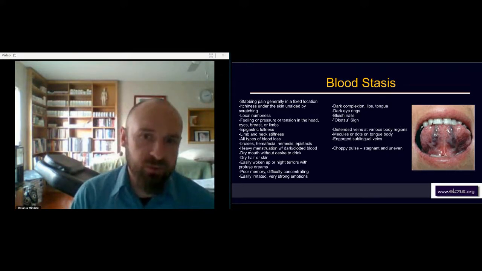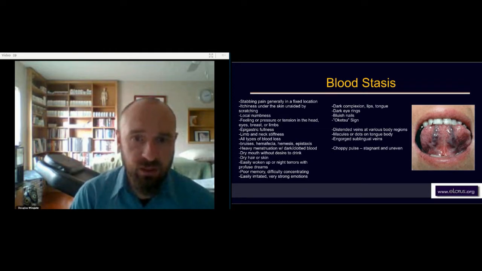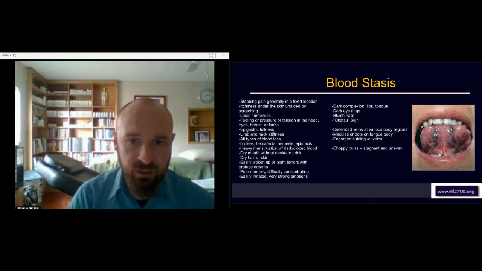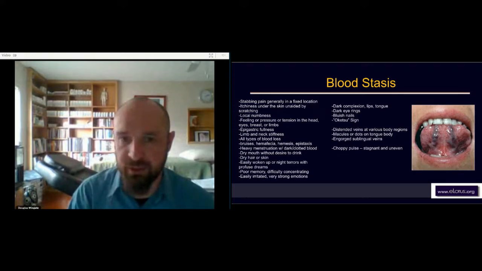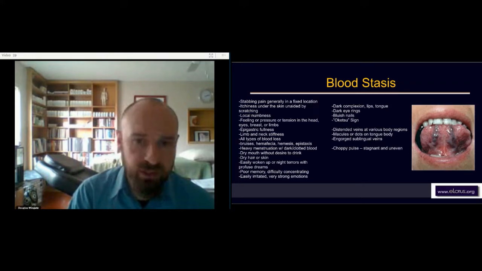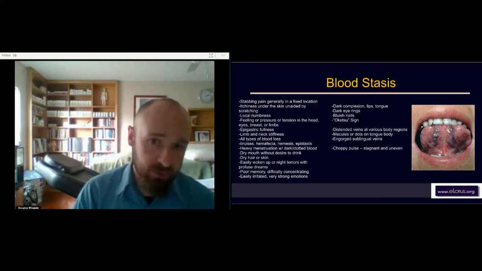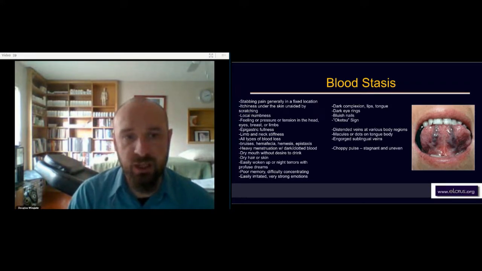People can also develop a dry mouth or a desire to drink. They may have dark hair or dry hair or skin, easily woken up at night, or terrors with profuse dreams. So sleep can be affected as a result of blood stasis. Poor memory, difficulty concentrating. People can become easily irritated. Very strong emotions can arise.